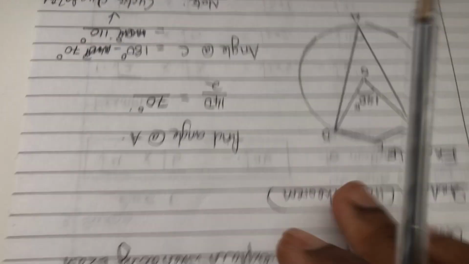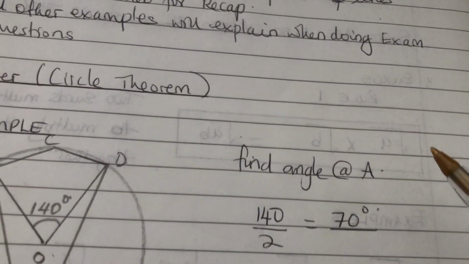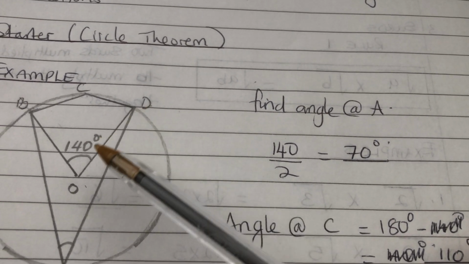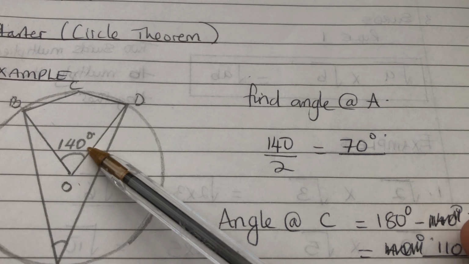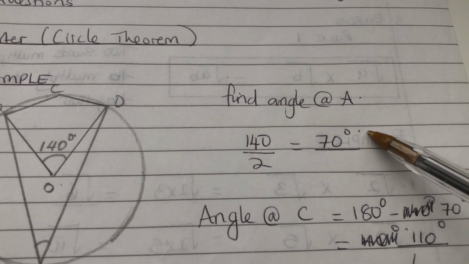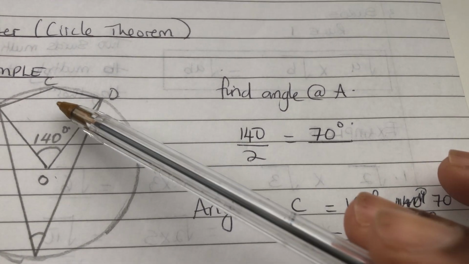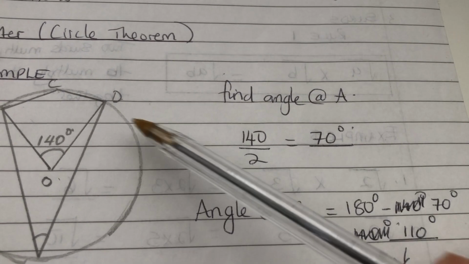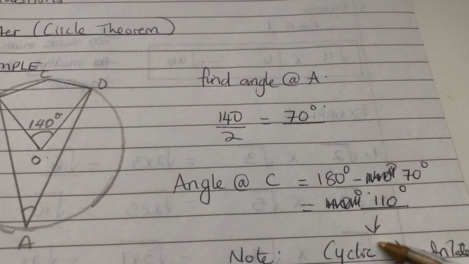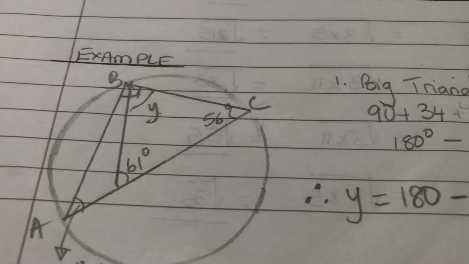So that is what I have explained here. Find the angle at A, this angle here. If this is 140, 140 divided by 2 is 70. So if that is 70 here, 70 and 110 will be 180. So this angle at C is 110, because of the cyclic quadrilateral. So that is the first one.